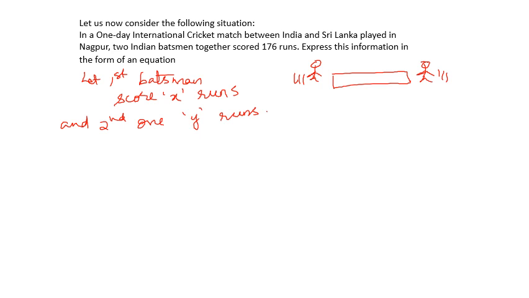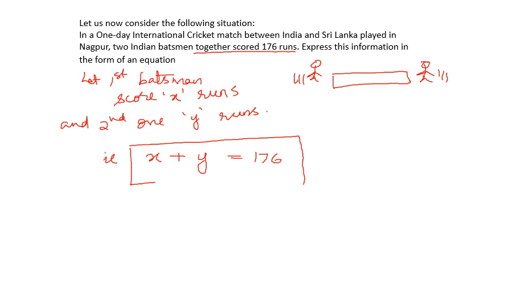Now what is given? Together the score is 176. So how do you get it? That is X plus Y. The runs scored by the first batsman plus the runs scored by the second batsman is equal to 176. So this is the equation that we want. This is the expression. Okay. What is X? X is the runs scored by the first batsman. Y is the runs scored by the second batsman. And then we are getting X plus Y is equal to 176.